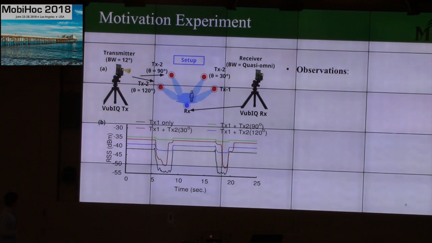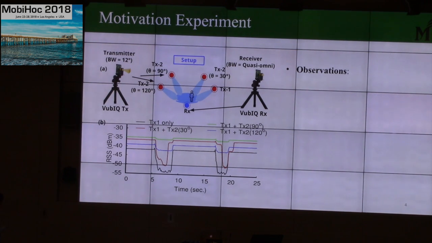Here we are using the UbiQ front end, and in the center we have a receiver. Then we have two transmitters with different angle separation. We fix the first transmitter here, and then we rotate the second transmitter to different angles. And then we create a human blockage twice around the receiver, and we measure the overall RSS at the receiver side.